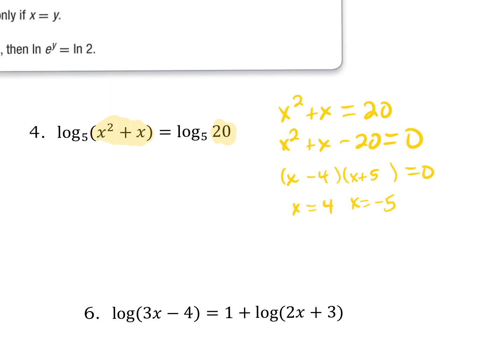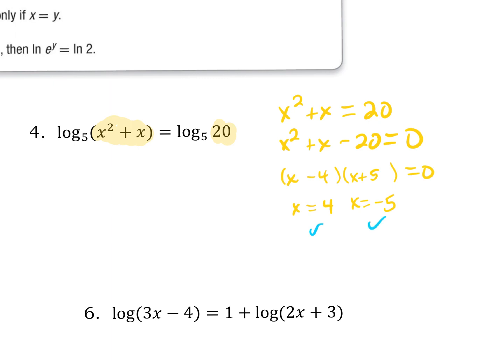Please remember to go back and check these answers, okay? If we have an argument that ends up becoming negative, that's a problem, and we don't want to include that as part of our solution. So if we plug in 4, we would have 16 plus 4 is 20, so that works. If we do a -5, we do 25 minus 5 gives us 20. We're getting nice, pretty even numbers, so both of these are solutions, okay?